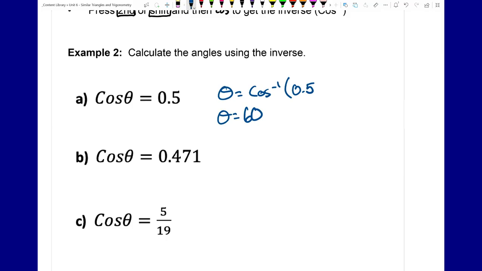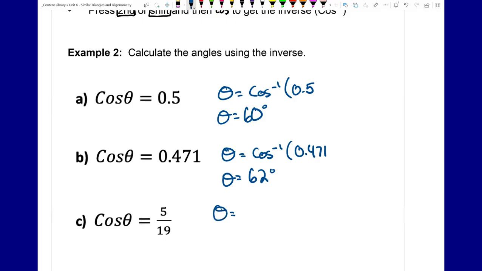Cosine theta equals 0.471. Again, to get theta by itself, move the cosine over. It becomes the inverse, and 0.471. And again, that just becomes a button on your calculator, or a calculation on your calculator. 62 degrees, or 61.9, but rounded.